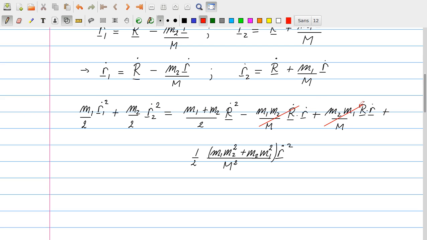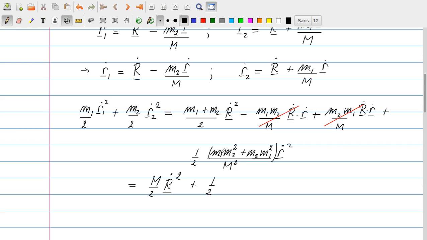And then finally I have a term proportional to the little r dot squared, and we see that here we can extract a factor m1 plus m2 from the parenthesis, and that allows us to streamline the equations a little bit. So first we have the term capital M over 2 capital R dot squared, and then there is a term r half.